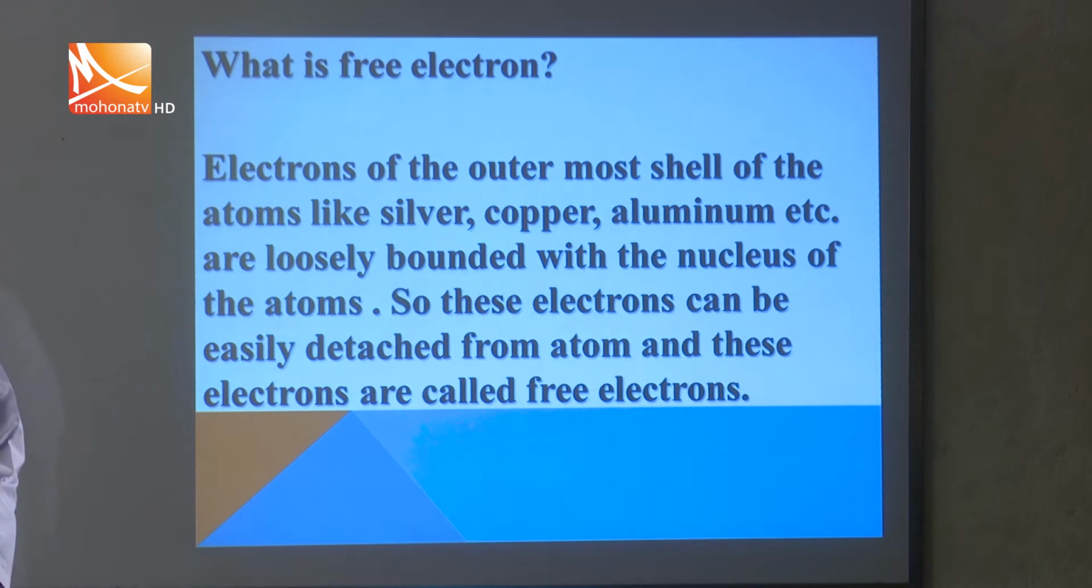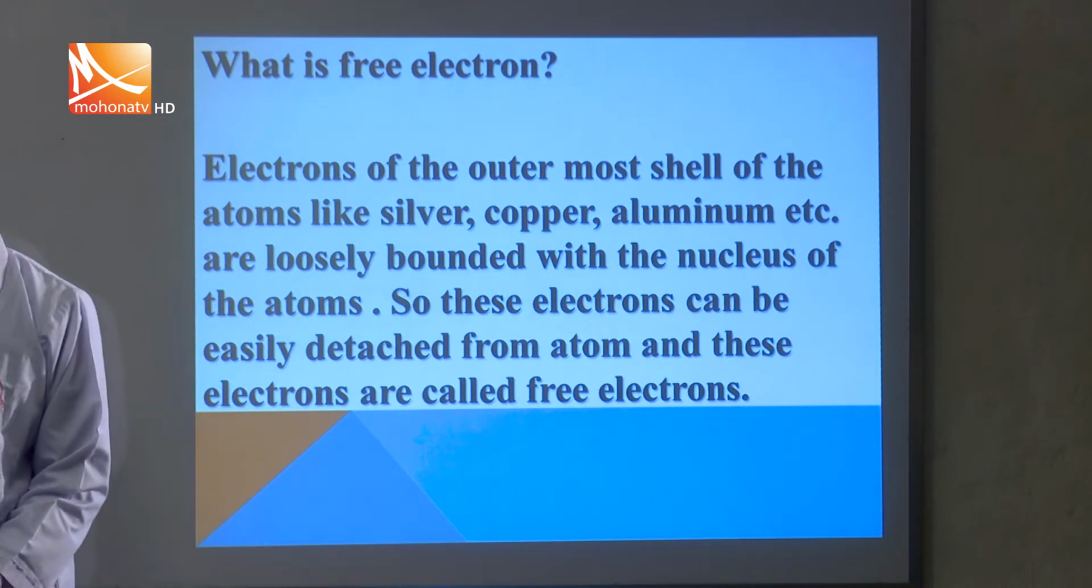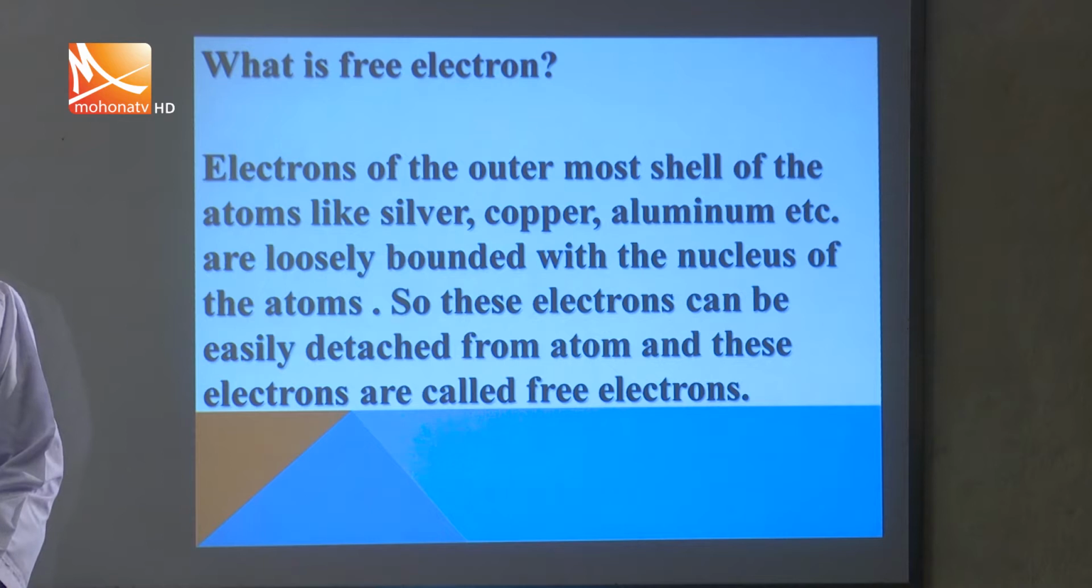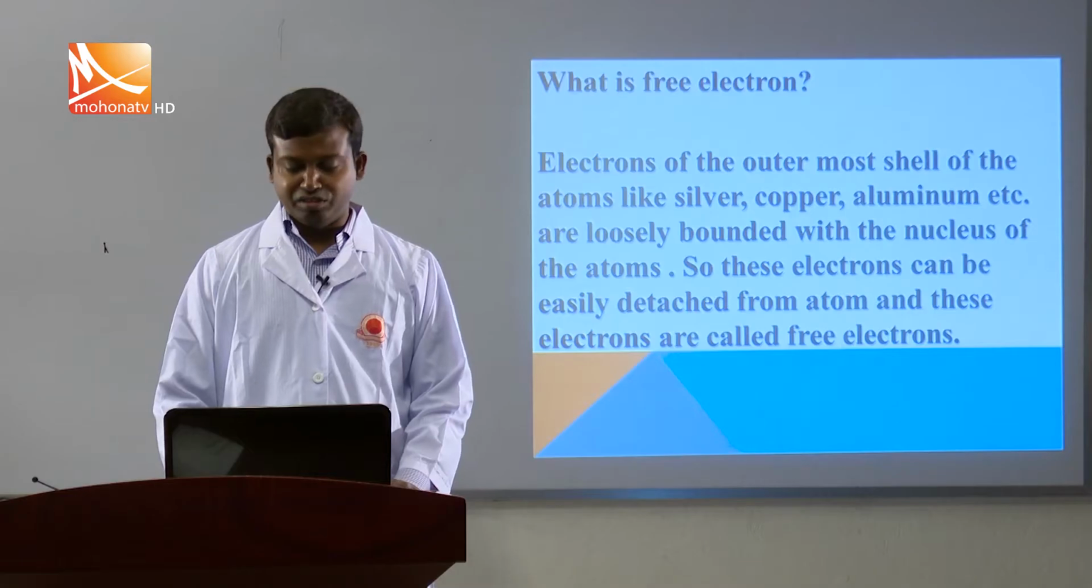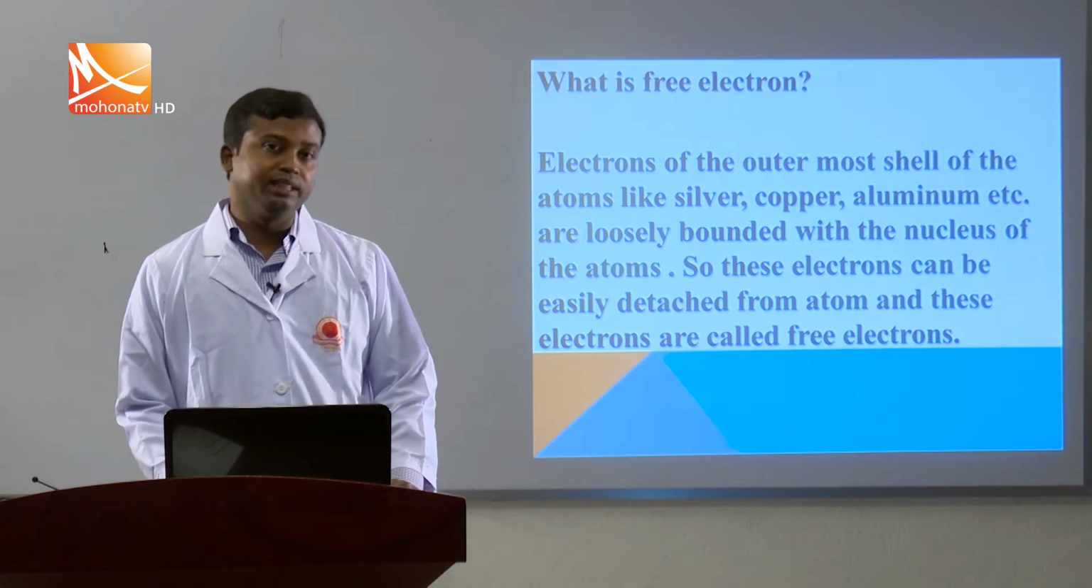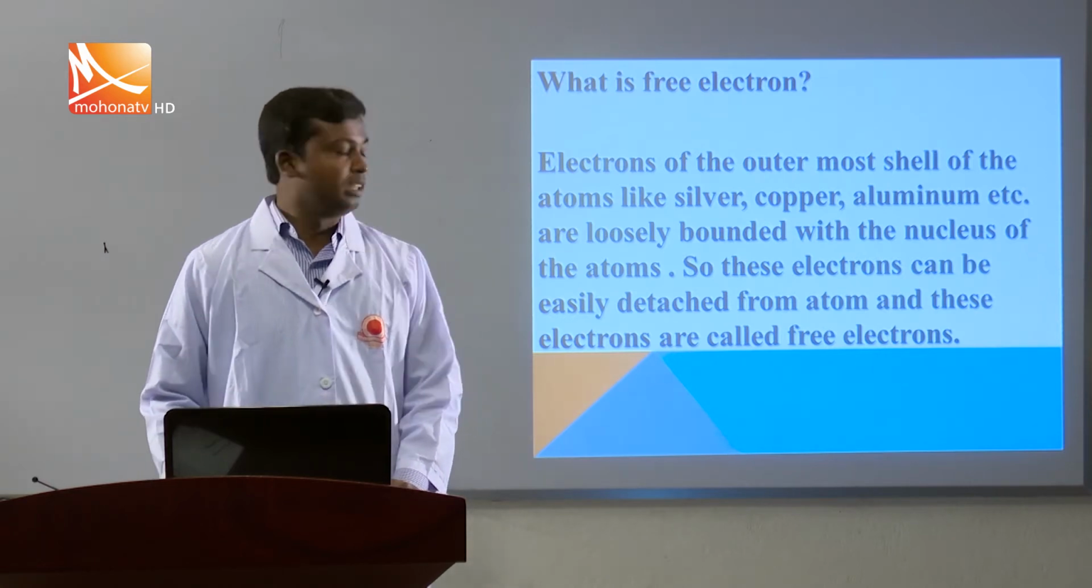You have learned the Bohr model, the Rutherford atom model, and electron configuration. From these concepts, you know that one or two electrons exist at the uppermost shell of an atom, and these electrons are loosely bound to the nucleus. So, by supplying a small amount of energy, you can easily detach these electrons from the nucleus, and these electrons can move easily through the metals. This electron is known as a free electron. Basically, these electrons create electricity.